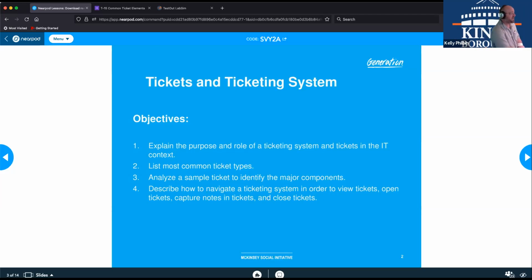We're going to analyze a simple ticket, identify some major components, what should be on every ticket, critical information we should have, describe how to navigate a ticketing system in order to view tickets, open tickets, capture notes in tickets, things like that. And at the end, we have 2 brief videos on some of the most common ticketing systems that just kind of gives you a quick tour of what they do.